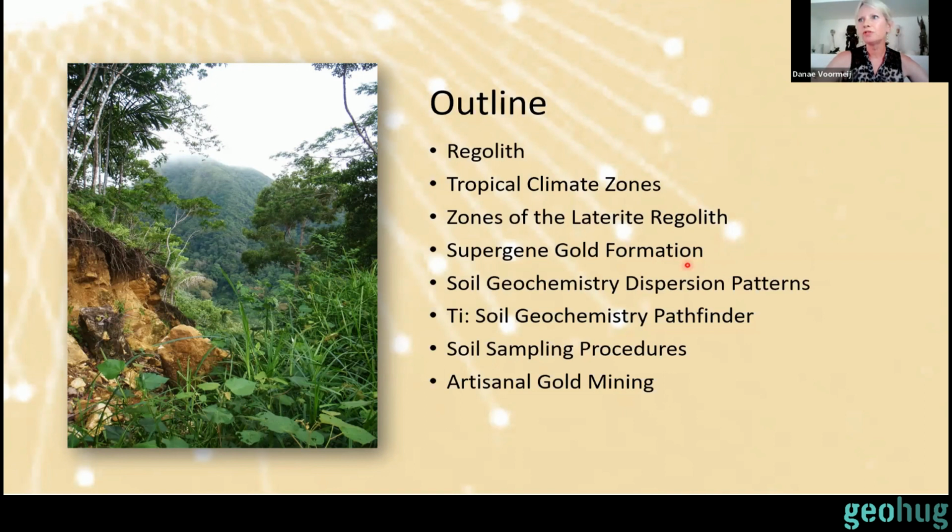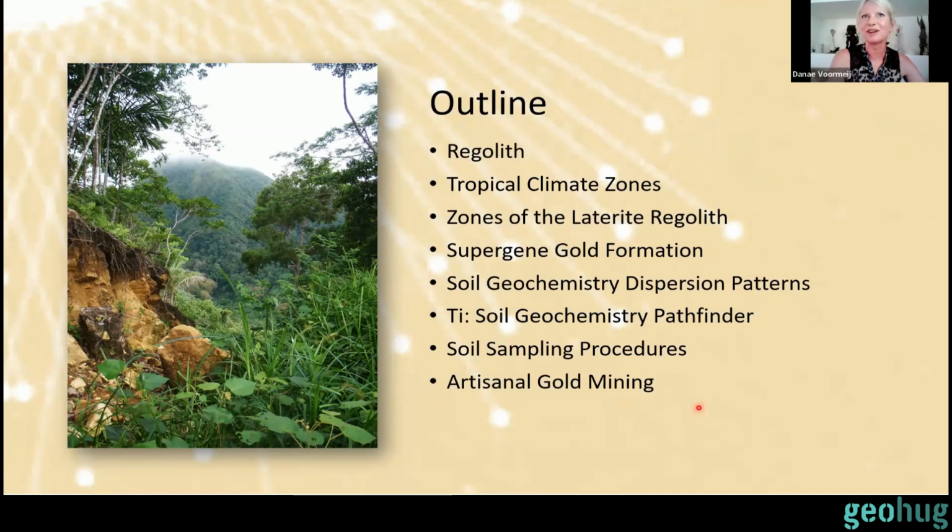Then we'll move on to supergene gold formation and how it's formed, how gold is dispersed as this mushroom halo within the laterite regolith. We'll look at titanium as a soil geochemistry pathfinder for orogenic gold and orogenic copper. I'll go through soil sampling procedures once again, and the talk will finish with artisanal gold mining styles and how we can learn from them and use them as vectors towards exploring for gold deposits.